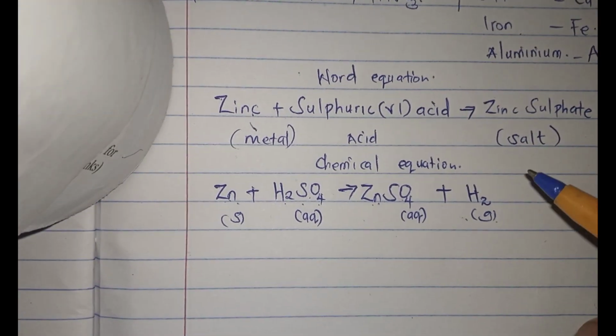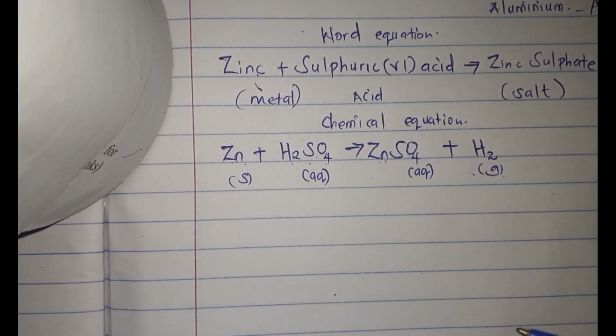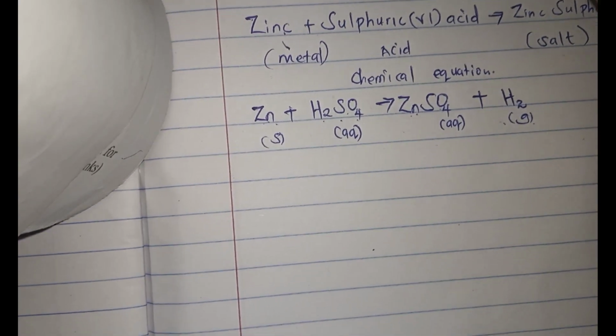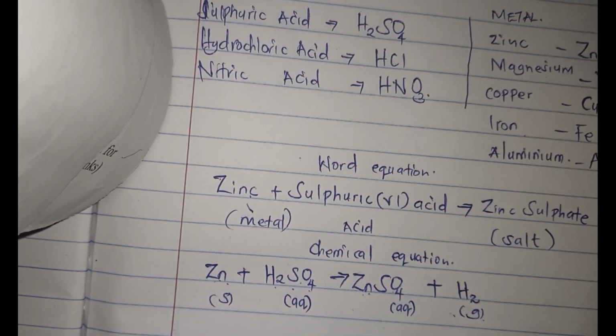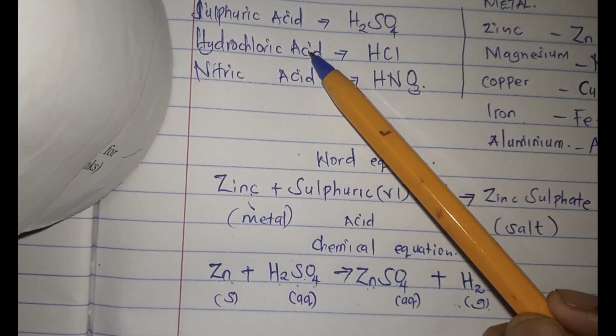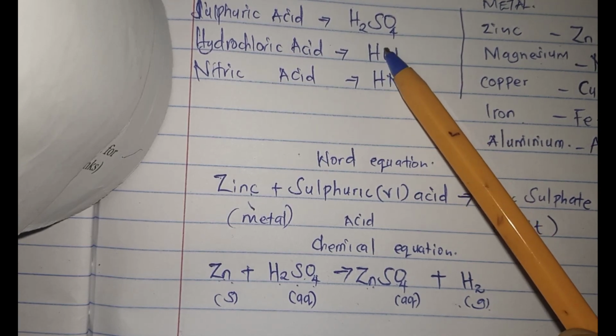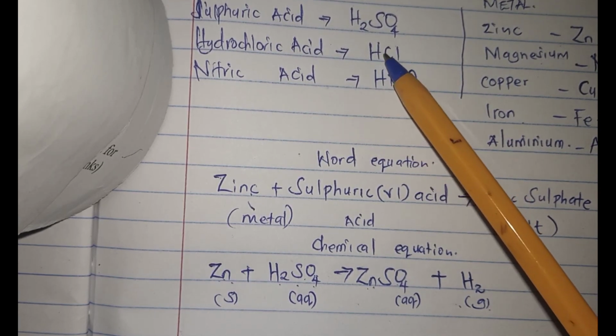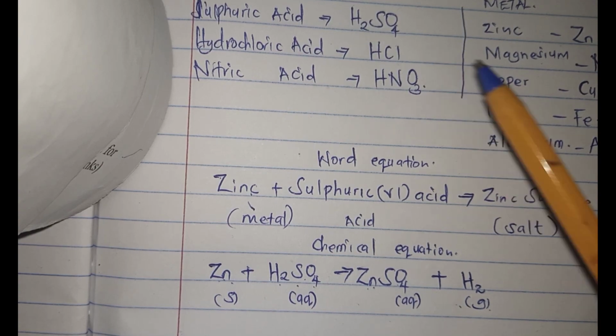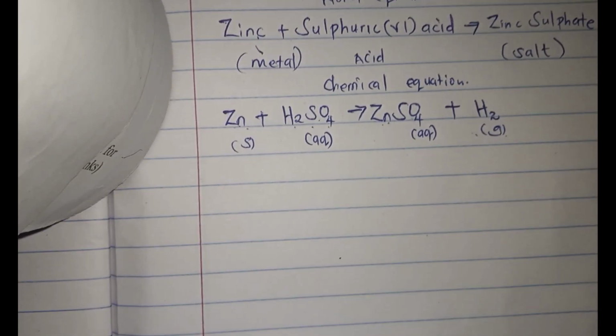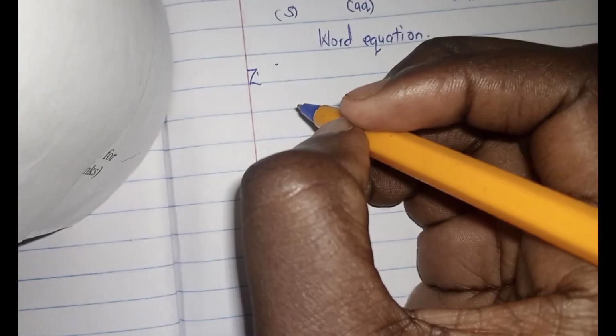Similarly, zinc can react with dilute hydrochloric acid. Zinc can react with hydrochloric acid to form zinc chloride. The chloride comes from the hydrogen chloride, and it forms zinc chloride and hydrogen gas. So let us react zinc. Let me write a word equation.